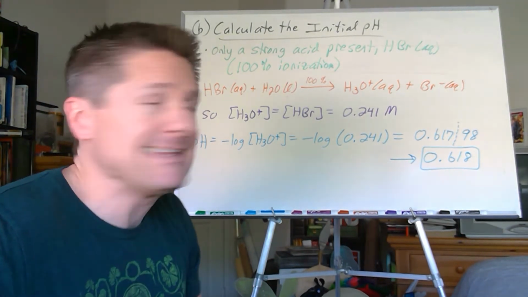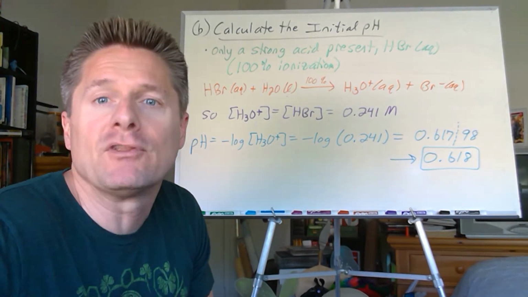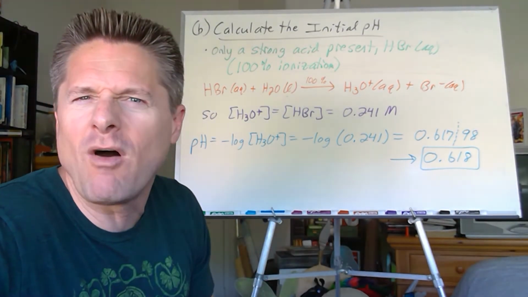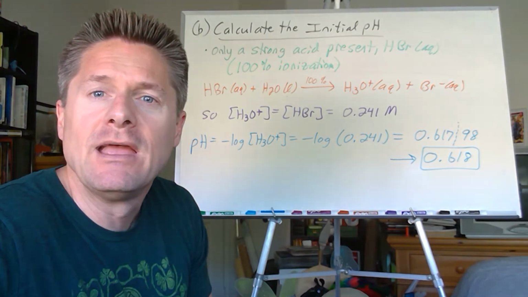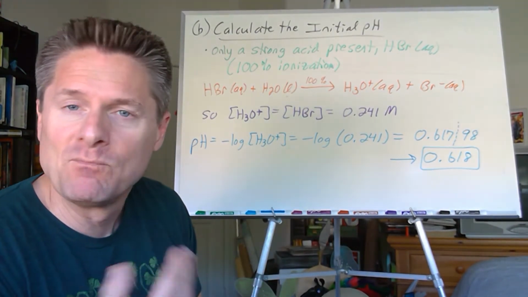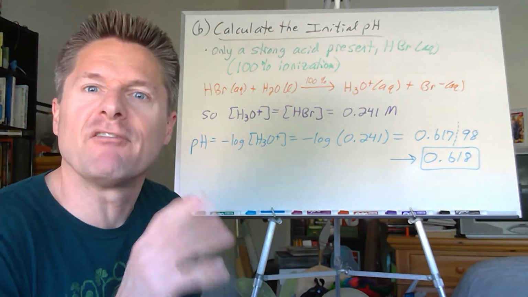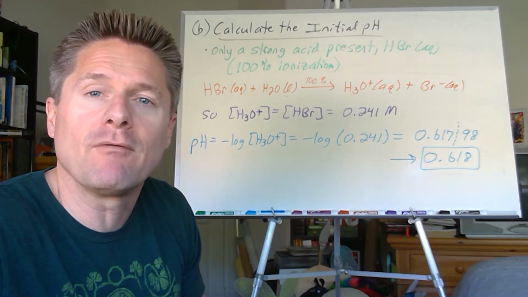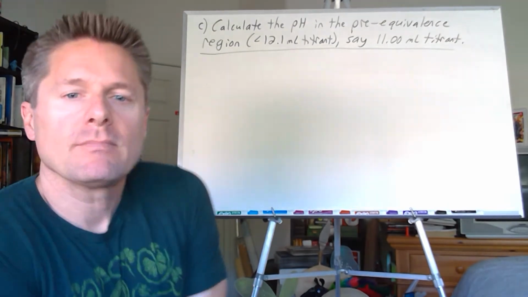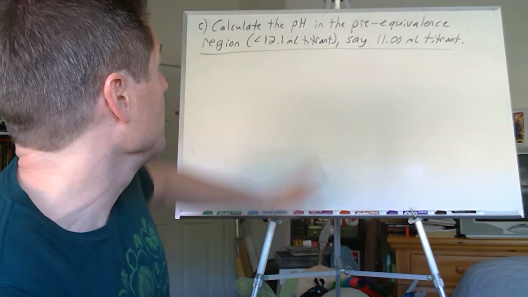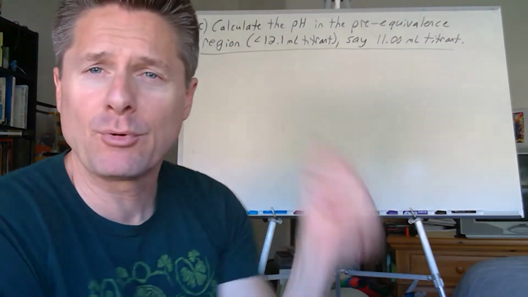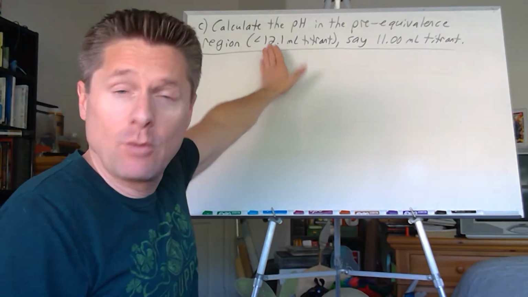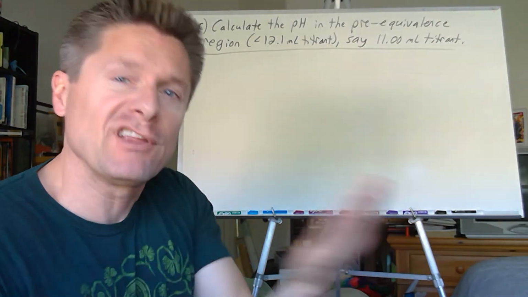So now in part C, let's take a pre-equivalence point, so anything before that volume. What was it, about 12.1 milliliters? So let's pick anything before that, probably something pretty close, in the 11 to 12 range. Let's calculate what that pre-equivalence pH is. Let me give you your game plan here. We're going to calculate the pH in the pre-equivalence region. Usually on an exam, I'll just tell you what the volume is. But since the equivalence point was about 12.1 milliliters, let's do it before that.